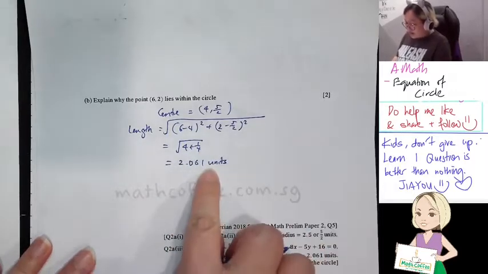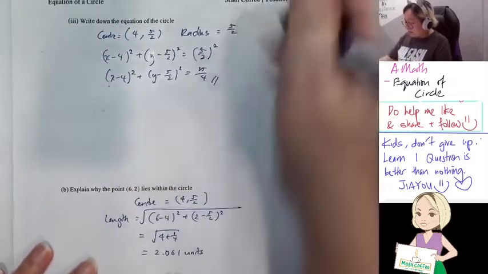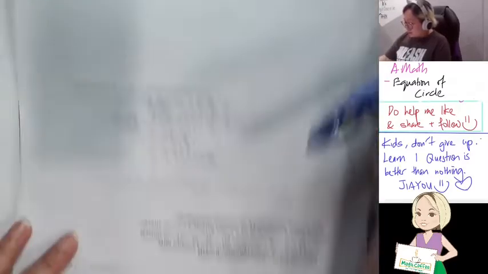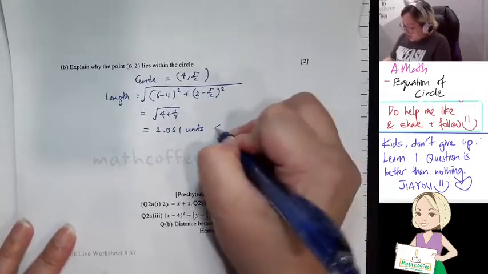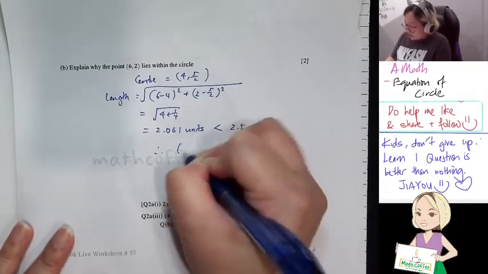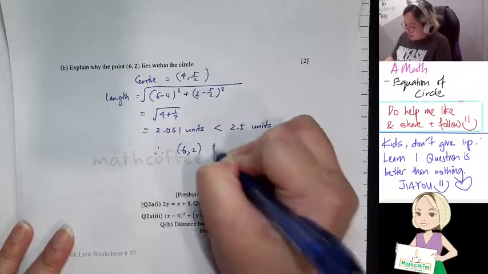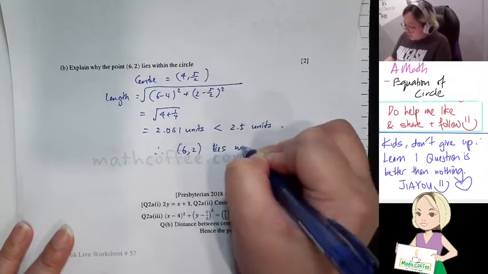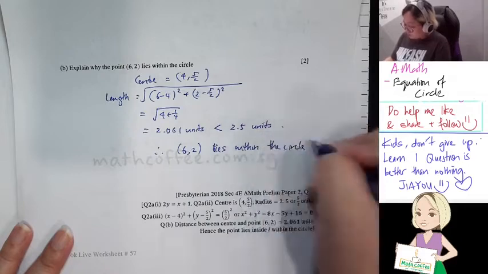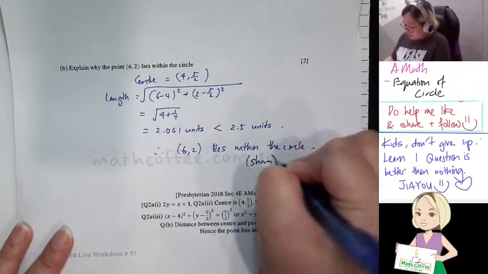So in this length, you see the radius was 2.5. Now the length is 2.06. So this is less than 2.5 units. Therefore, (6, 2) lies within the circle. Shown. Okay.